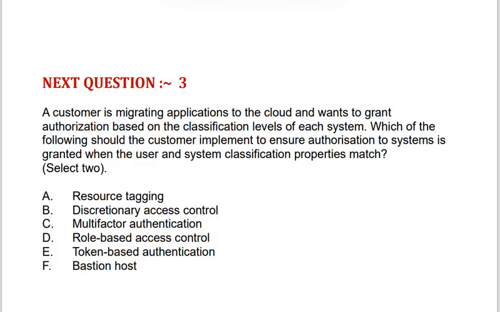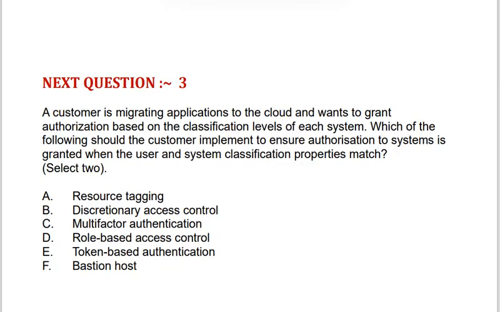Question is, a customer is migrating applications to the cloud and wants to grant authorization based on the classification levels of each system. Which of the following should the customer implement to ensure authorization to systems is granted when the user and system classification properties match? Select two options. Option A, resource tagging.